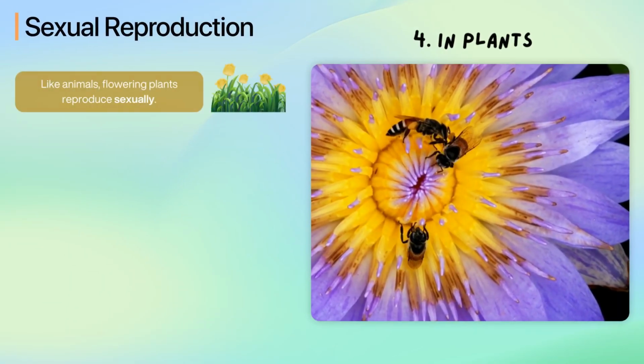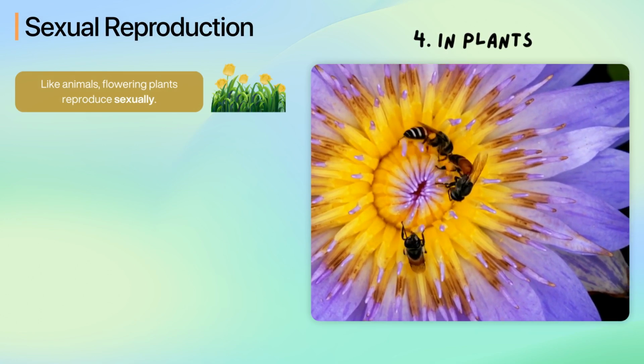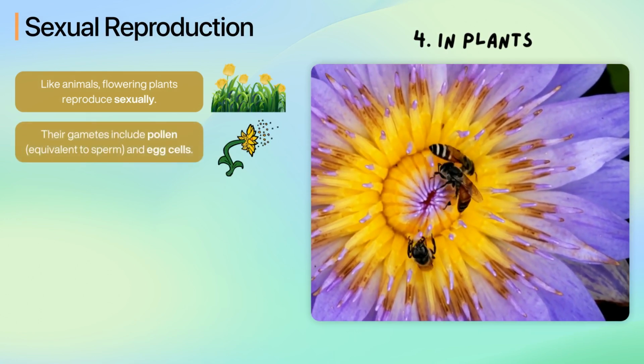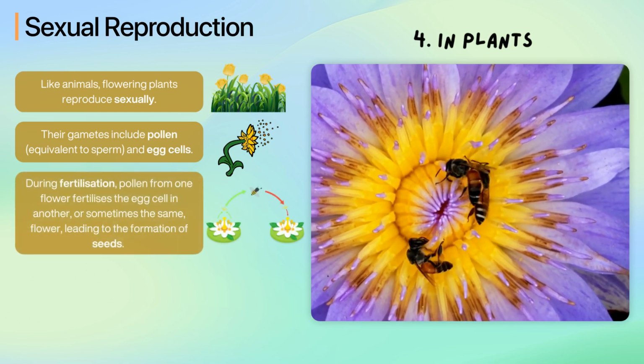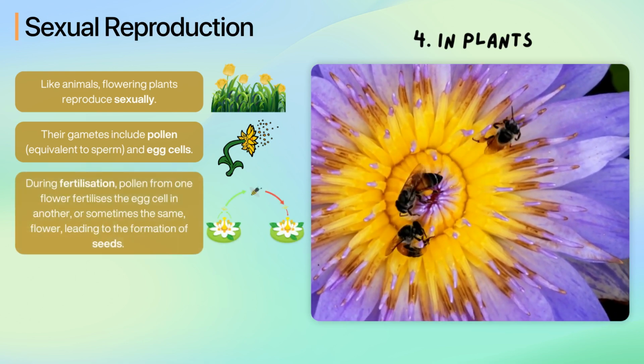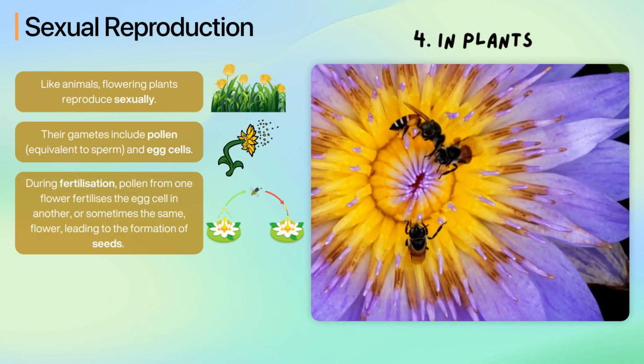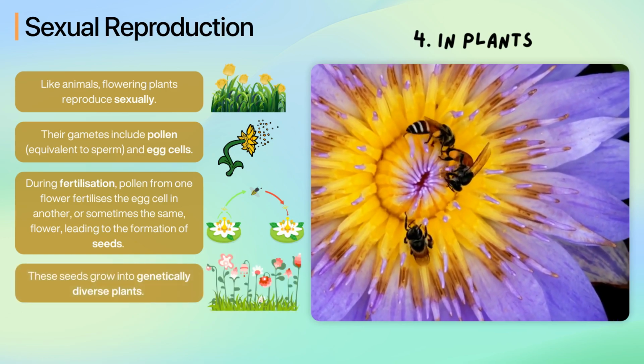Like animals, flowering plants reproduce sexually. Their gametes include pollen, equivalent to sperm, and egg cells. During fertilization, pollen from one flower fertilizes the egg cell in another, or sometimes the same flower, leading to the formation of seeds. These seeds grow into genetically diverse plants.